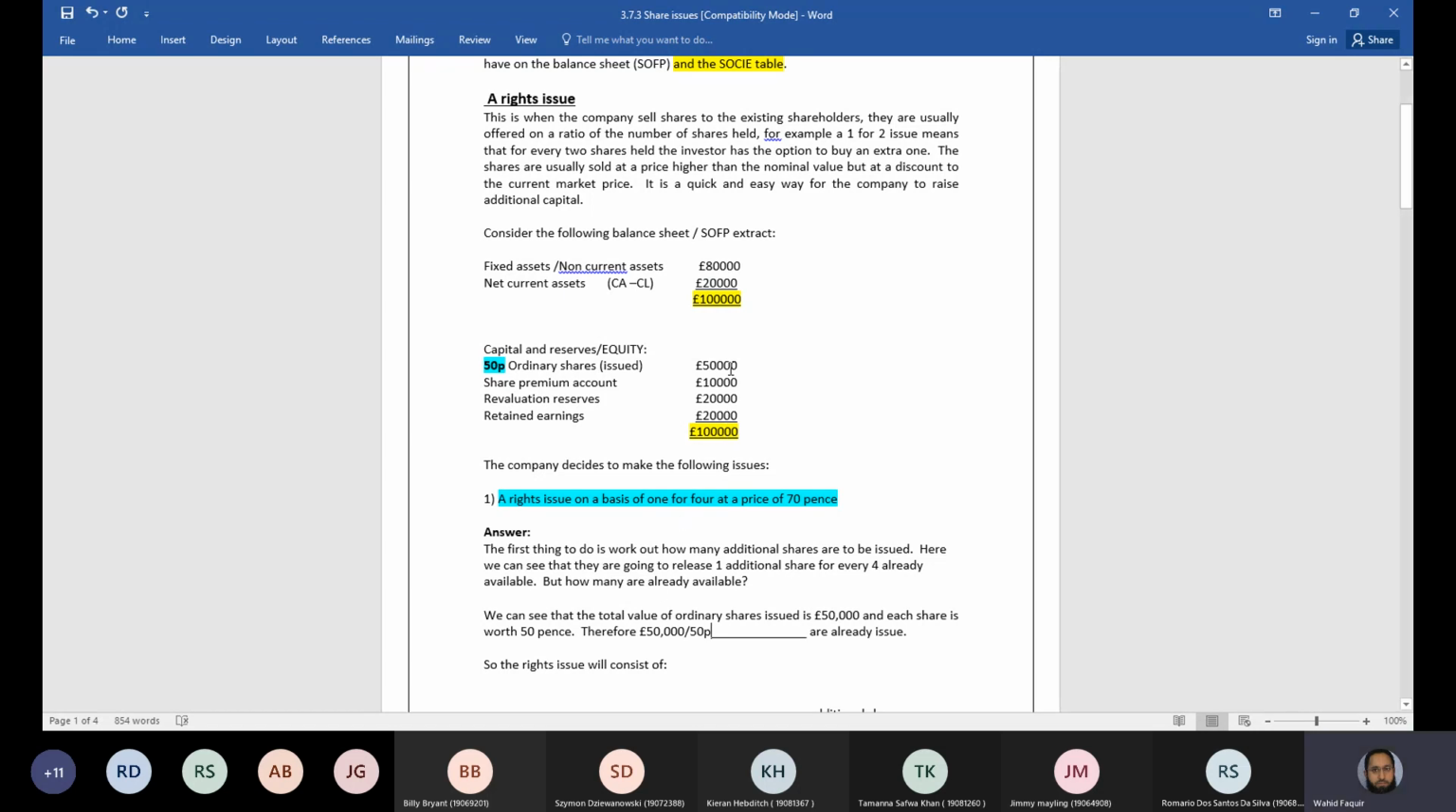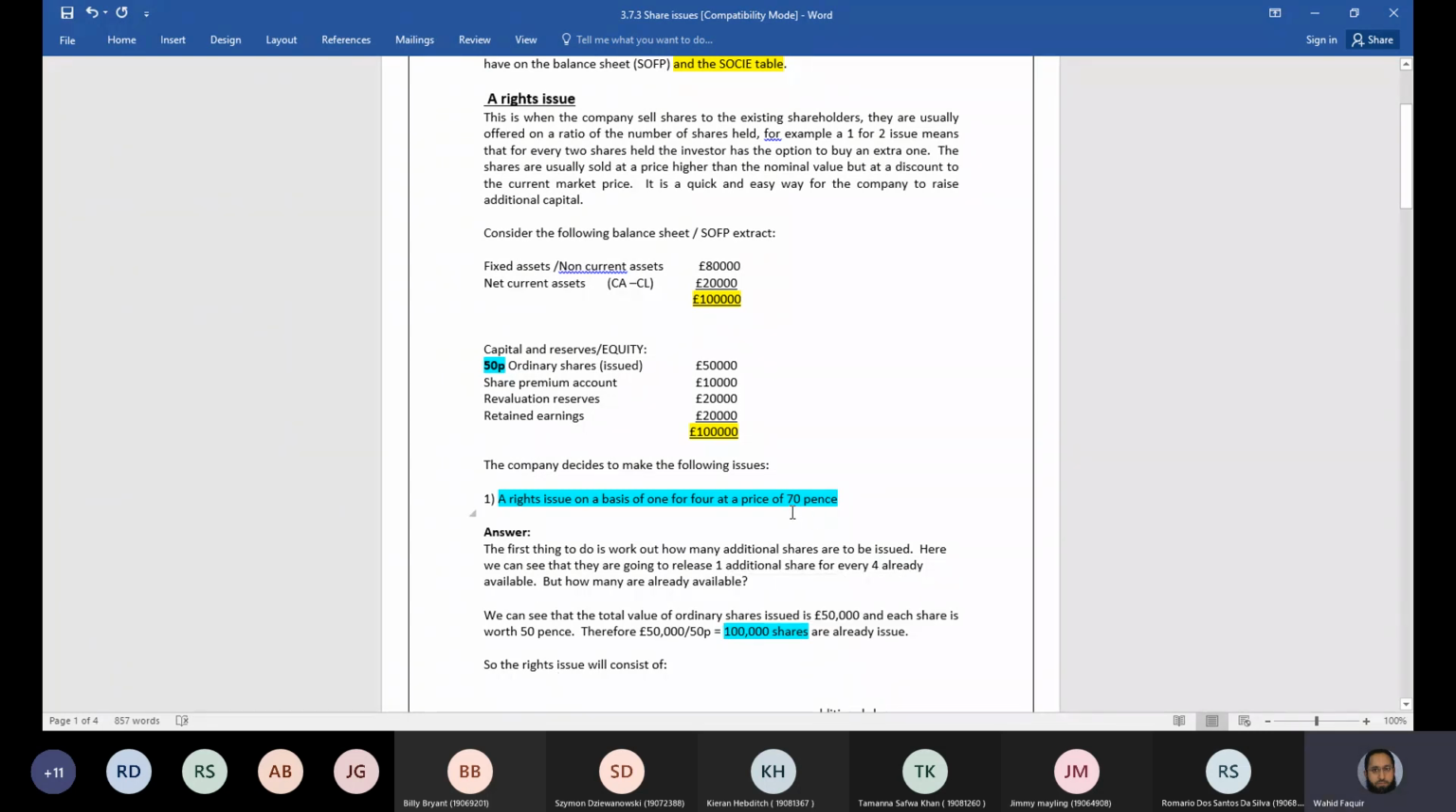If you've raised £50,000 from selling shares at 50p, how many shares must you have sold? How many shares is that, guys? Work it out for me, please. 100,000. Absolutely brilliant. Yeah, easy maths. 100,000 shares. That's how many shares are issued. Now that is super, super important, because without that figure, you're not going anywhere.